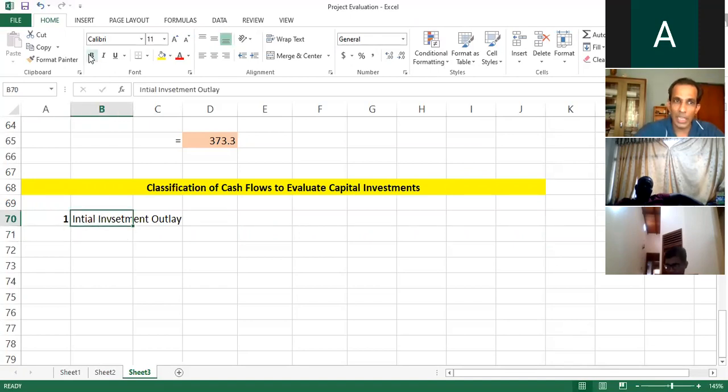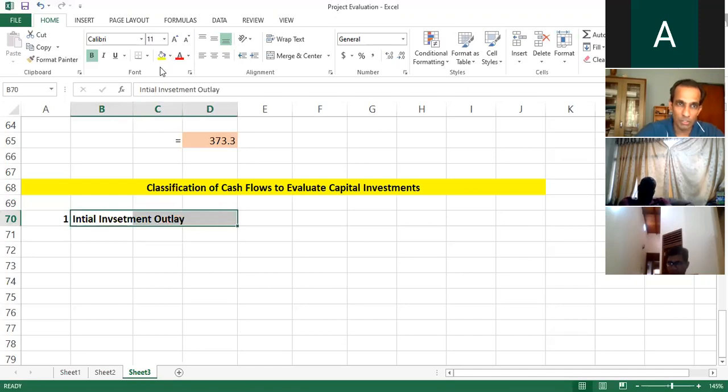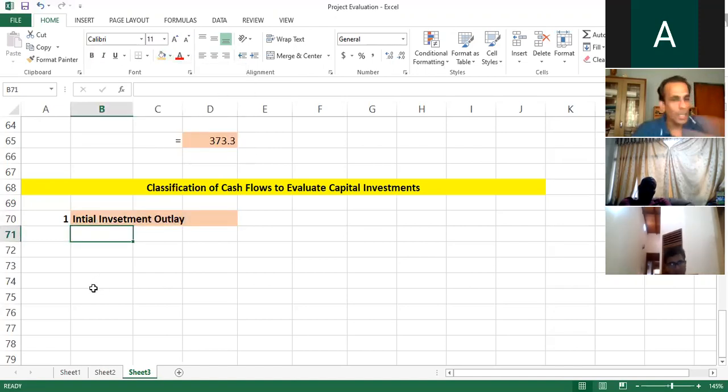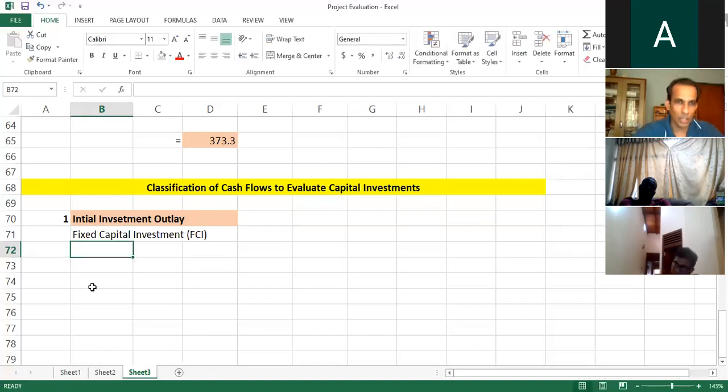What are the possible cash flows under this category? At the time of starting the project, what are the relevant cash flows when we are evaluating a project? Capital investment. The most definite cash flow for this category we can call fixed capital investment. So this is a definite cash flow, fixed capital investment.